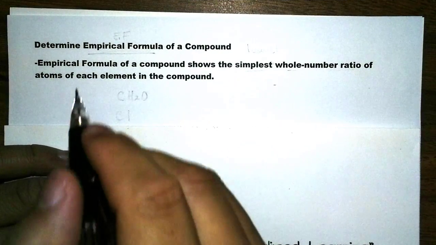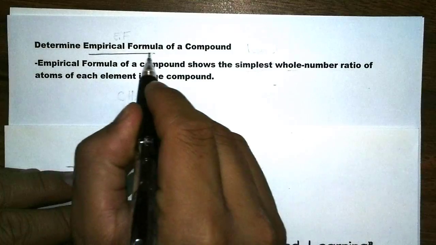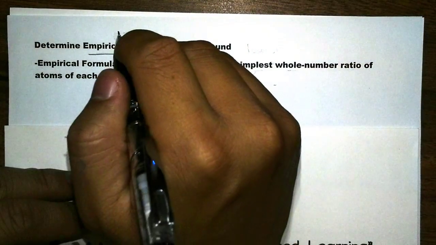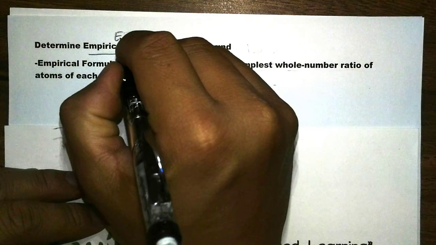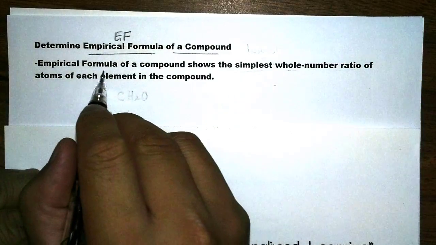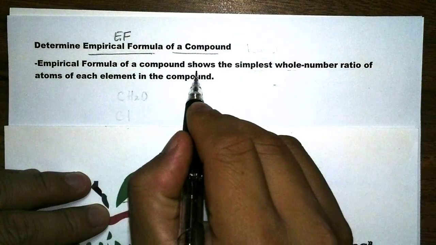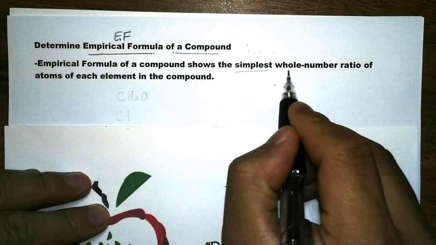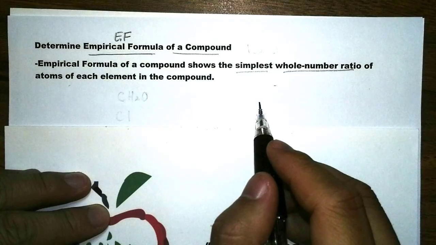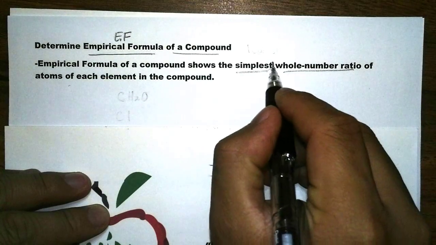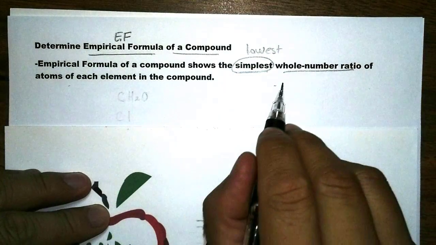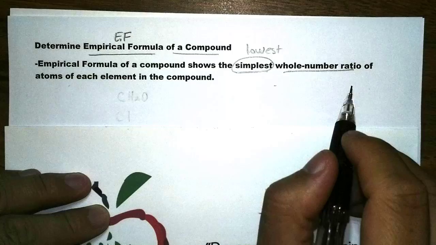In this lesson, we are going to learn how to determine the empirical formula of a compound. The abbreviation for empirical formula is EF. First of all, the empirical formula of a compound shows the simplest whole number ratios of atoms of each element in the compound. When we look at the word simplest, think of the word lowest.